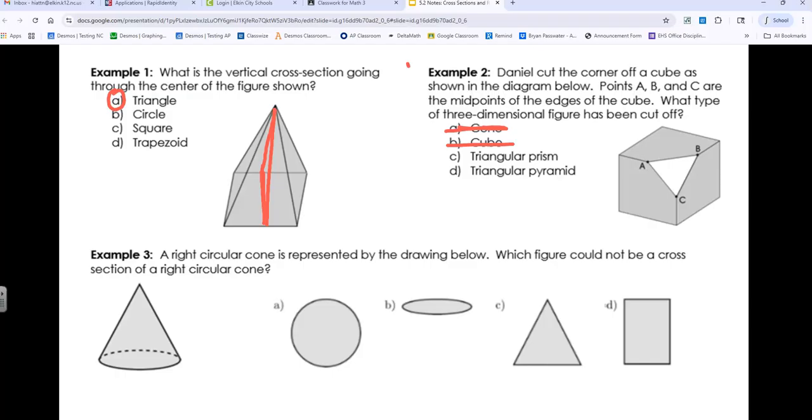What do you guys think? Raise your hand if you think C, triangular prism. Okay, got several of you. Raise your hand if you think D, triangular pyramid. Okay, pyramids are correct. It's going to be a pyramid. Here's our difference. This is a triangular prism, and this is a triangular pyramid.